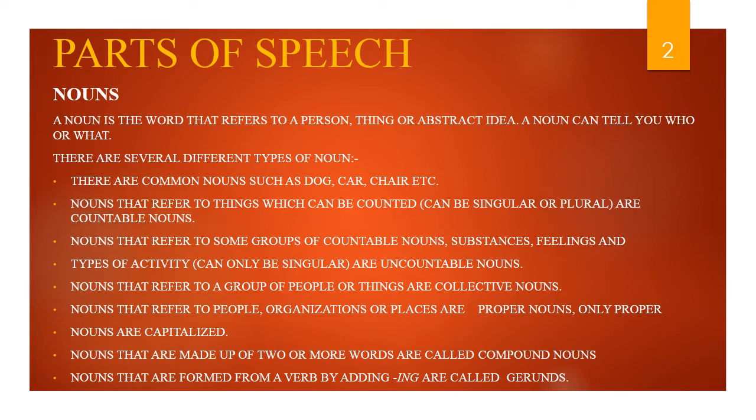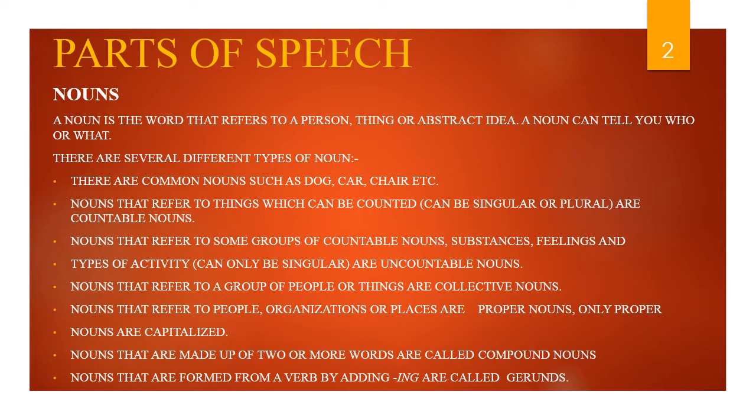Next is the noun that refers to things which can be counted. These nouns can be singular or plural. They are countable nouns. For example, we can count the number of chairs in a classroom. We can count the tables in a college or school. We can count the number of things in a home. So these nouns are called countable nouns.